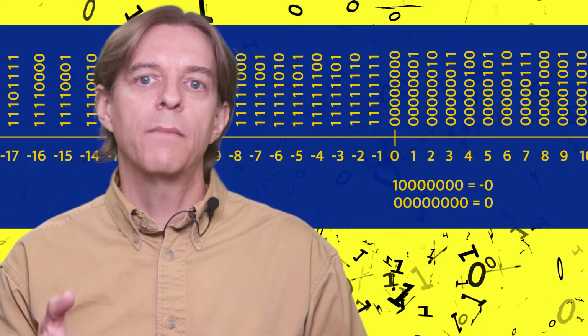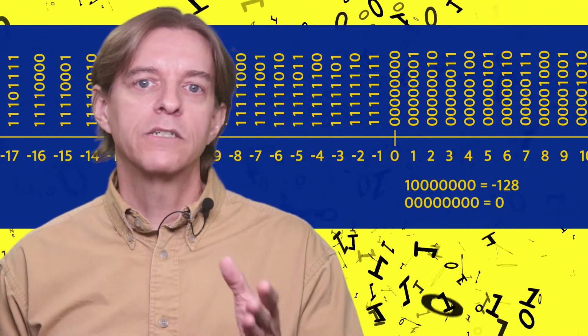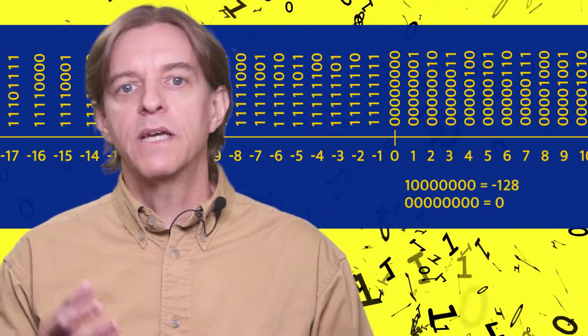Let's look at this on a number line. And remember that weird case we had before with a positive 0 and a negative 0? Well, it turns out with 2's complement math, what used to be that hard to deal with -0 just becomes -128.